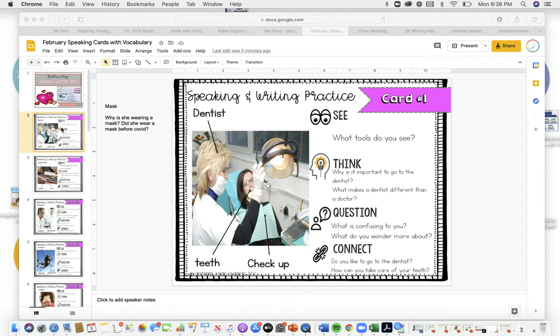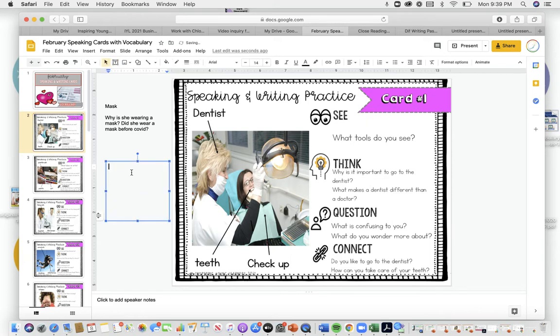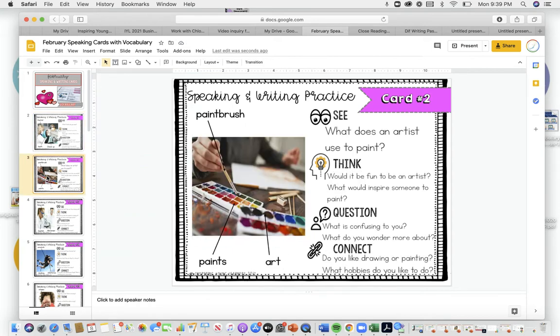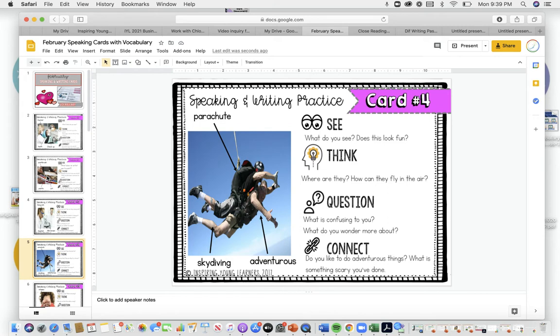So what you can do is you just pick a card, you can start at the beginning, and you have them look at the vocabulary, you have them walk through the see, think, question, connect. You can have them add some text box over here and respond by writing, or you can have them talk with each other. However you want to use them, it's up to you. But these are just such a great way to really cover tier two vocabulary easily, quickly, get their brain ready for the lesson. And it just helps you to have conversations and get to know each other.